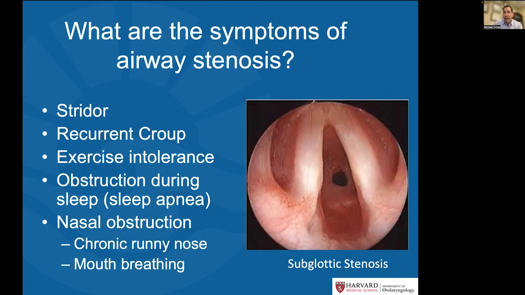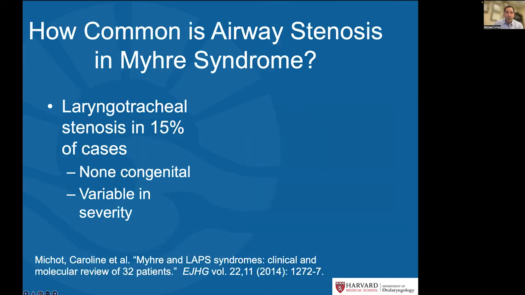Exercise intolerance, meaning getting out of breath really easy with exercising. That's a sign of a narrow airway. And obstruction during sleep or obstructive sleep apnea. Any level of airway obstruction can result in obstructive sleep apnea, and certainly airway stenosis is no exception. And also chronic nasal obstruction, such as a chronic runny nose or chronic mouth breathing. This can be due to enlargement of the adenoids, nasal congestion due to allergies, but can also be due to scar within the nose. So in children with Myrie syndrome, airway stenosis can occur.